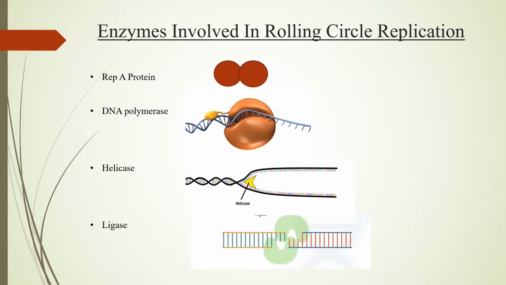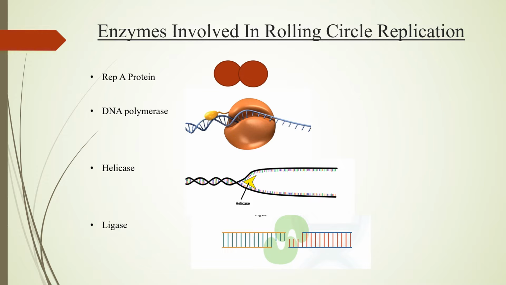The enzymes involved in the rolling circle replication. The first one is the Rep-A protein. The Rep-A protein exhibits nucleolytic activity and cleaves the leading DNA strand to initiate the replication process. The active sites of the enzyme contain conserved tyrosine residues that are directly involved in the catalytic function. It is encoded by the plasmid gene.